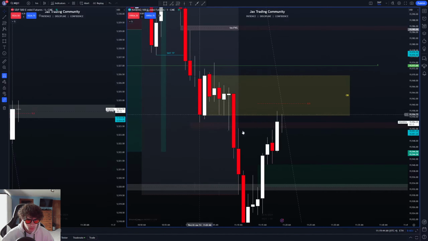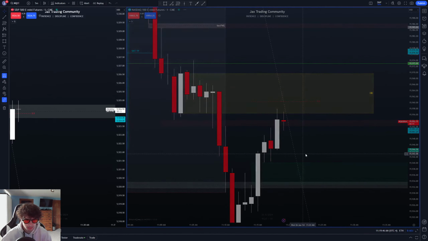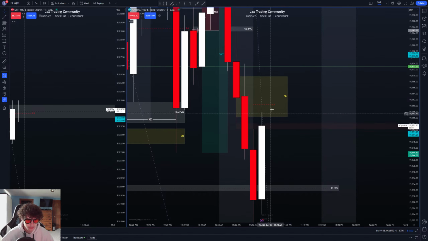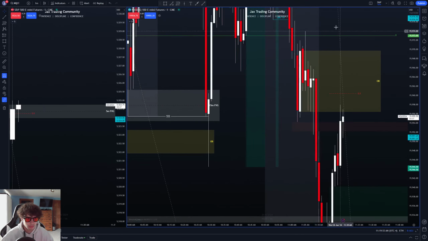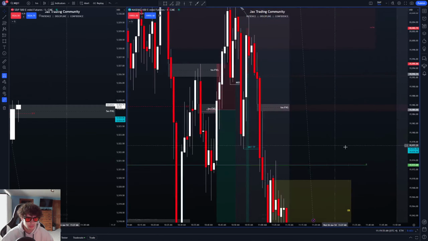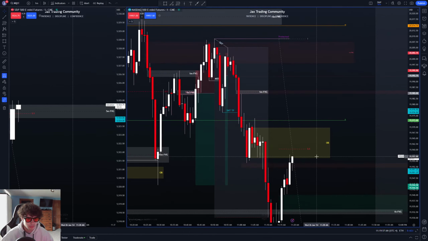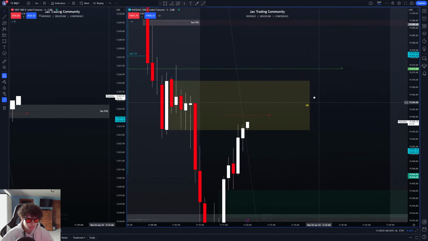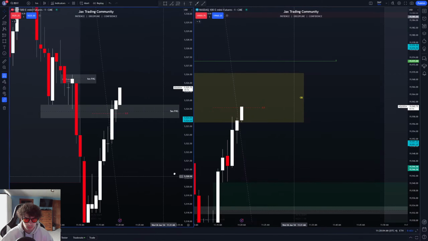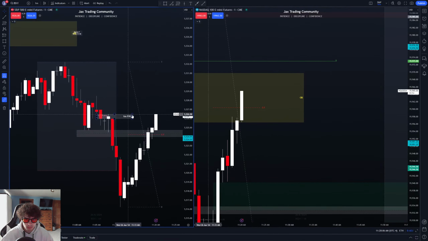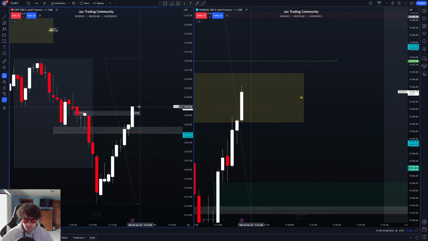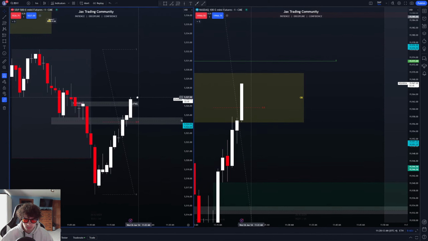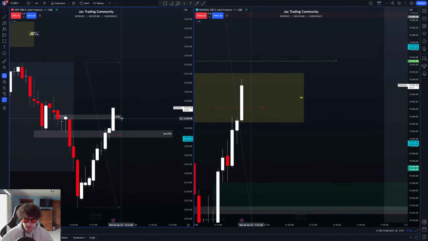So we've tapped into this order block now. We're also in this 5 minute. We're back into this previously respected 1 minute on ES. We just took out the high of that fair value gap.